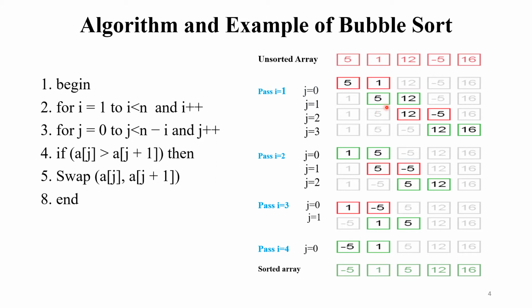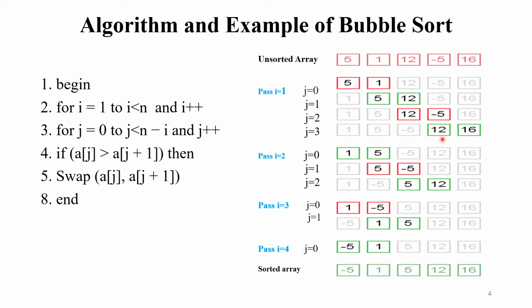So we check next two elements, that is 5 and 12. So 5 is already less than 12, that's why we do not change anything here and write this value as it is. So here 1, 5, 12, minus 5 and 16. So now we check next two values. So next two values are 12 and minus 5. So here minus 5 is less than 12. So we interchange these two values. So minus 5 is here in third position and 12 is in fourth position.